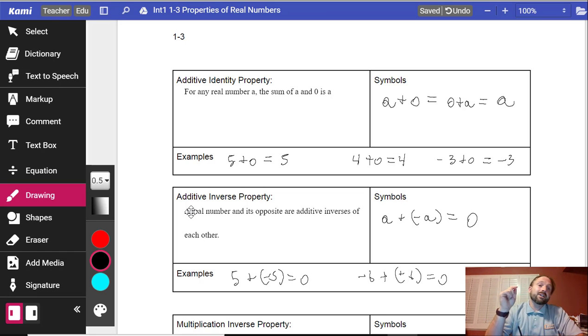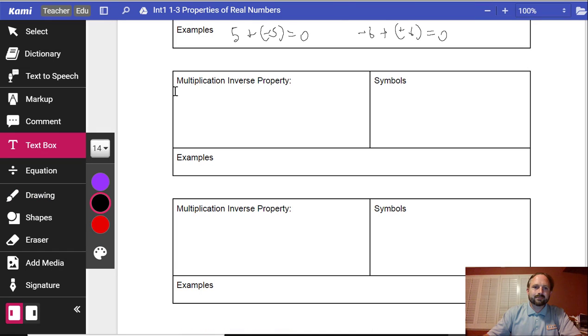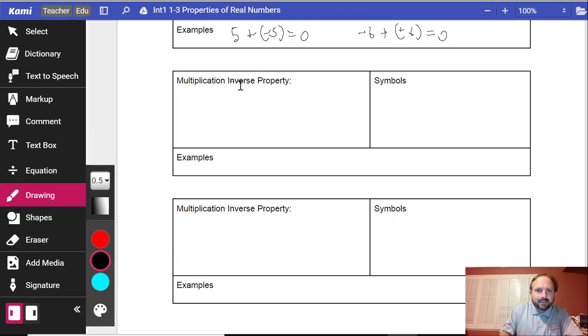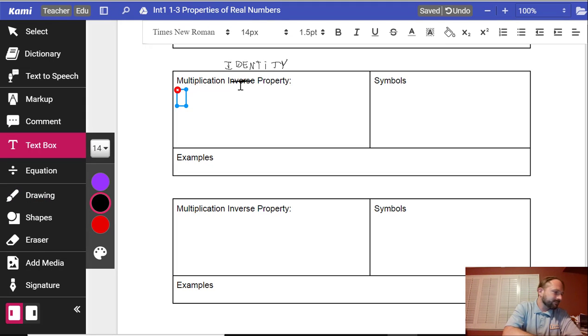Okay, now we're going to do the multiplicative identity and inverse. All right, so the multiplicative inverse property, oh no, that shouldn't be inverse, that should be identity. So let's write this in right here. Let's do our drawing. This should be identity. So what makes this number this number? Well, let's write it in.